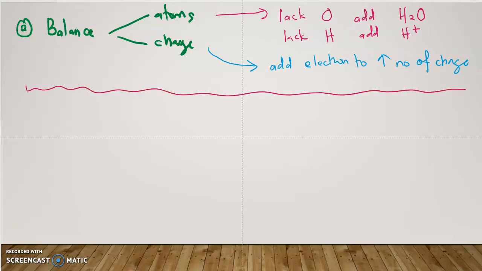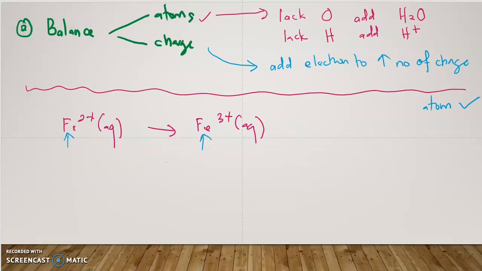So this one, we have Fe2+ aqueous becomes Fe3+ aqueous. First we have to check the atom. Does the atom balance or not? We have 1 mole of ferrum here and also 1 mole of ferrum here. In terms of atom, it is balanced. What about charge? Here we have positive 2, and here we have positive 3.